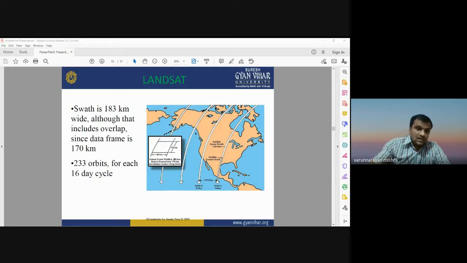It repeats 233 times to complete the entire Earth, and every 16 days it captures the same area on the Earth's surface, which is known as the revisit time or repeat cycle.